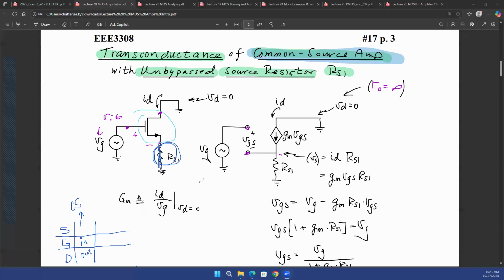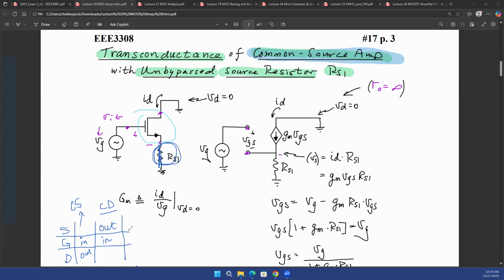Similarly, you can have a common drain configuration and a common gate configuration, right? So there are three terminals, and any of them could be the common terminal. This is the common source. Today we'll look at the common gate as well as the common drain configurations. In case of common drain, you'll see that the drain will be the common terminal. Your input will still be at the gate and your output will be at the source terminal.